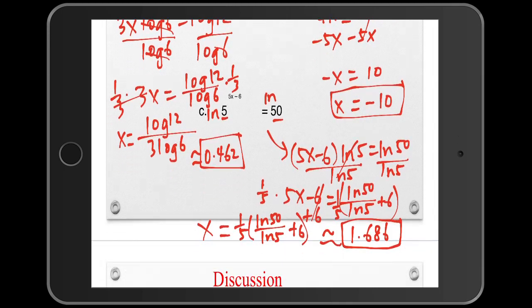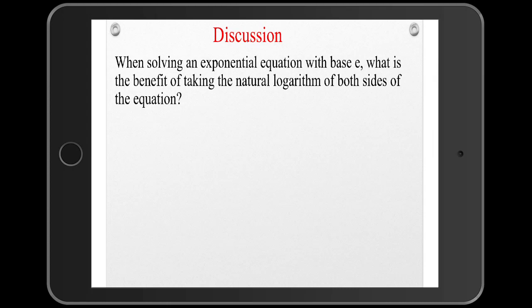And the next slide will have a discussion. When solving an exponential equation with base e, what is the benefit of taking the natural log of both sides of the equation? So let's assume that you have e to the x equals 5. What is the benefit of taking the natural log of both sides? Well, that is actually to undo the e base. So you will actually have x equals the natural log of 5. That would be the benefit, which is to undo the exponent, the base e.